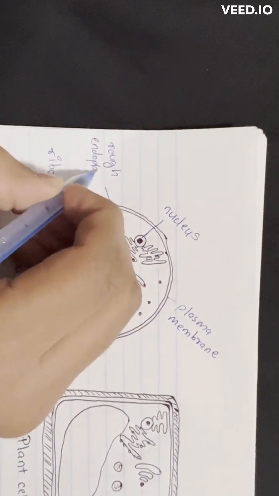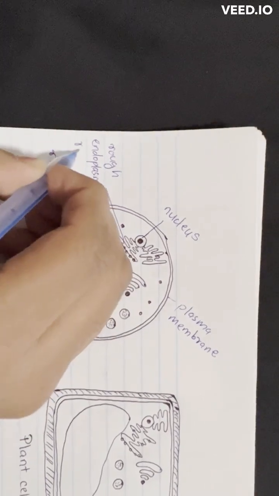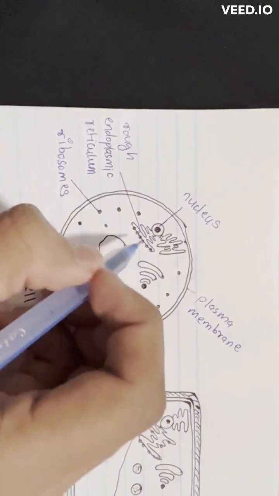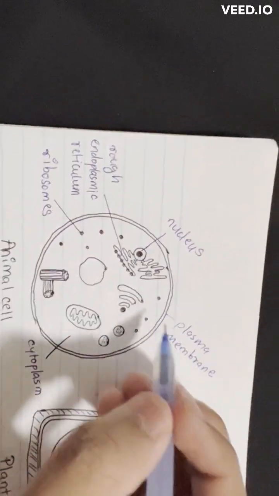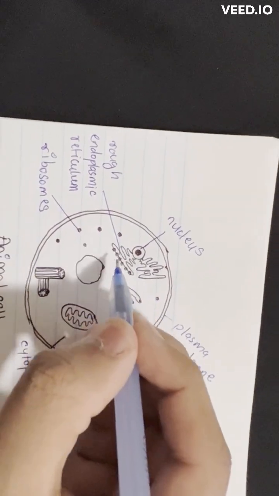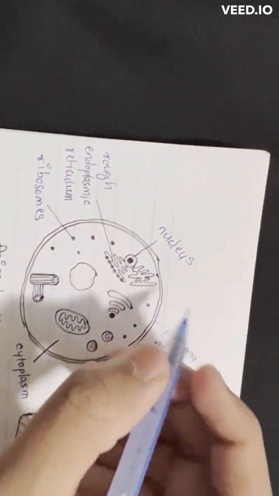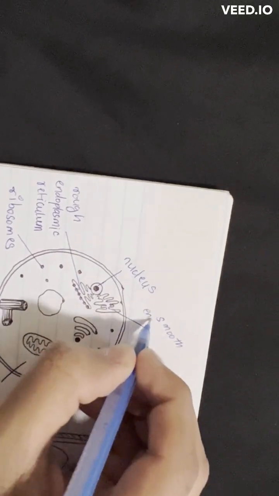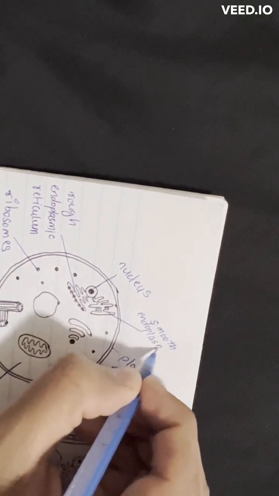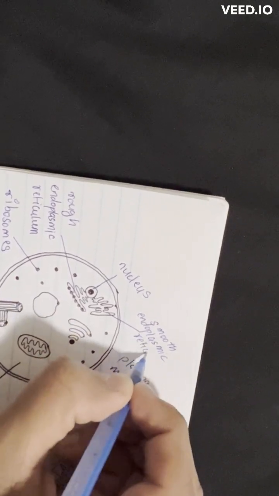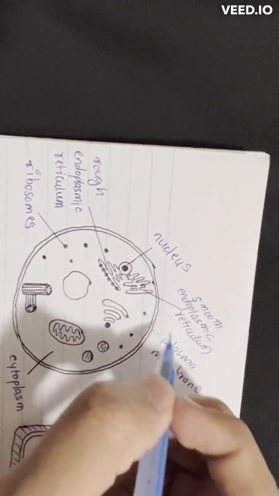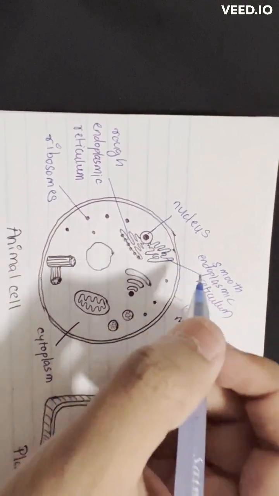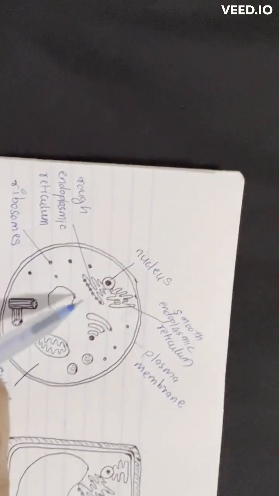endoplasmic reticulum. This endoplasmic reticulum is involved in protein synthesis, and this one, which does not have these ribosomes or dots on it, is called the smooth endoplasmic reticulum. So the smooth endoplasmic reticulum is basically involved in detoxification and synthesis of lipids and all that. Okay, I hope you got the difference between the two of them.